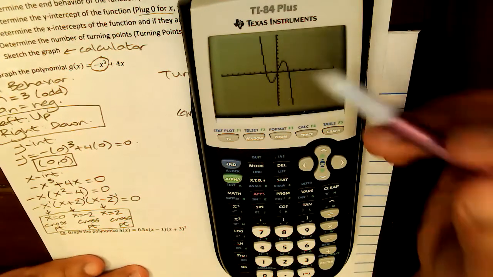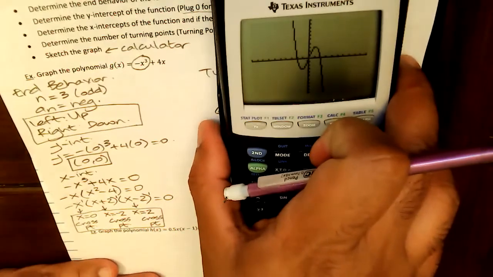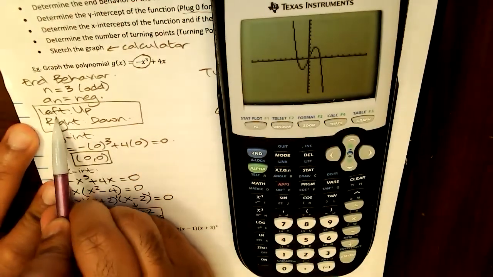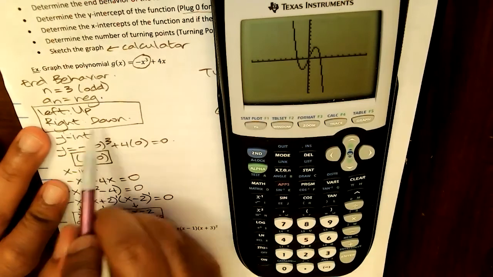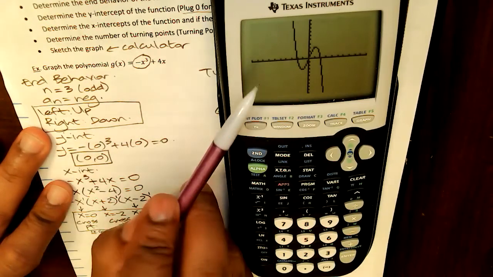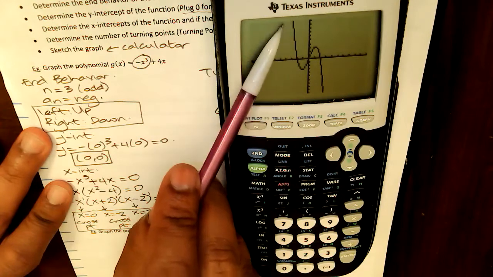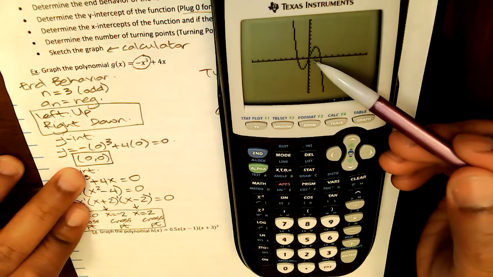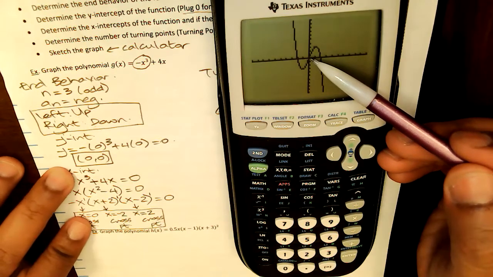So it is good before we draw this to make sure that everything looks correct. For instance, we said that on the left side, my graph has to go up, and on the right side, my graph has to go down. We do see that it does that here. On the left side, it's going up. On the right side, it's going down. It's crossing the y-intercept at 0, 0.